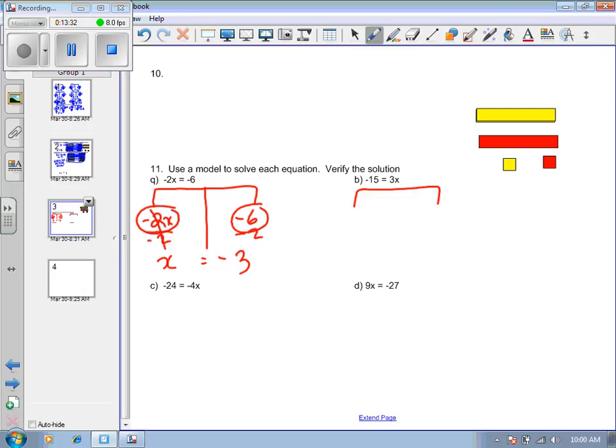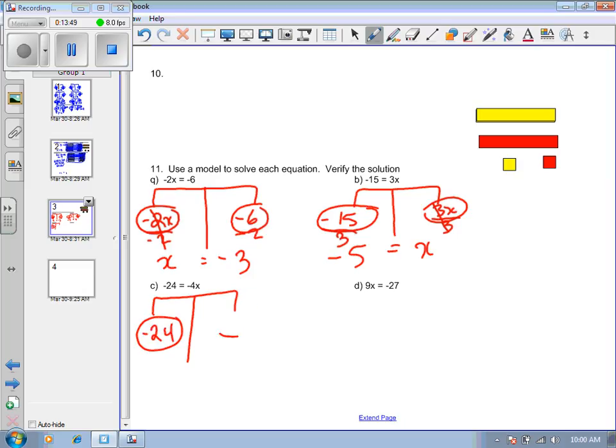Here is my scale. Negative 15, 3x. Divide both sides by 3. These guys cancel out. X is equal to. Very good. There's my scale.